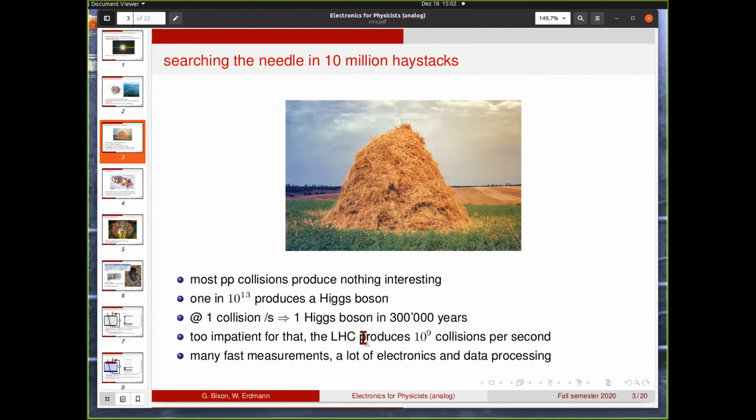So if you build your collider such that it produces 1 proton-proton collision per second, then you would get 1 Higgs boson every 300,000 years. Now, obviously, we don't want to wait so long. So the LHC produces 10 to the 9 collisions per second. So what our detector needs to be able to do is to make a lot of very fast measurements. For this, we obviously need a lot of electronics and a huge amount of data processing.